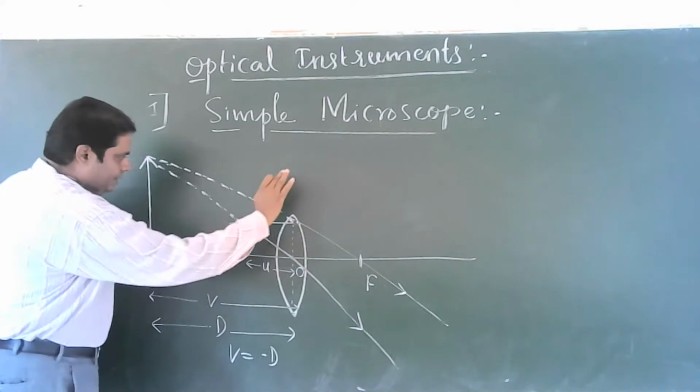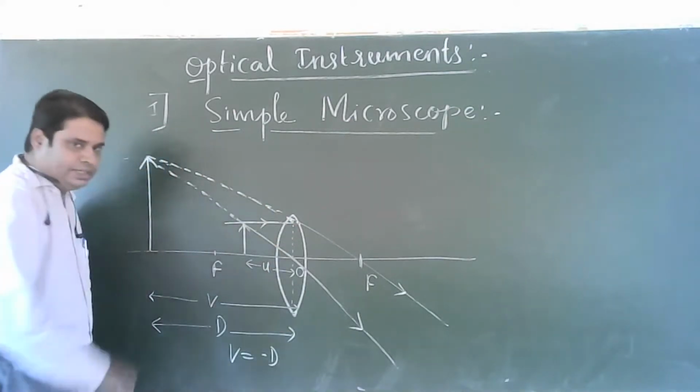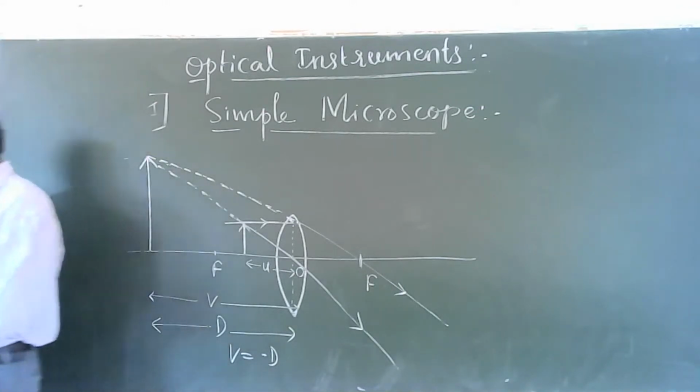This is the direction of the ray, and you are measuring in the opposite direction. Of course, V is equal to minus D.